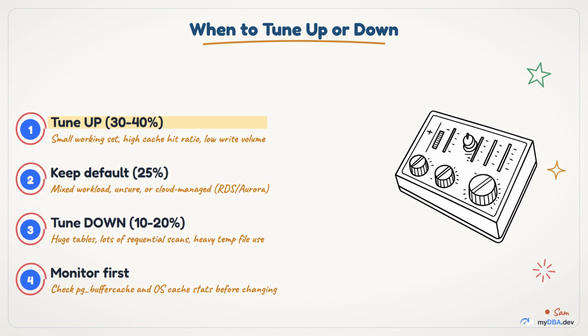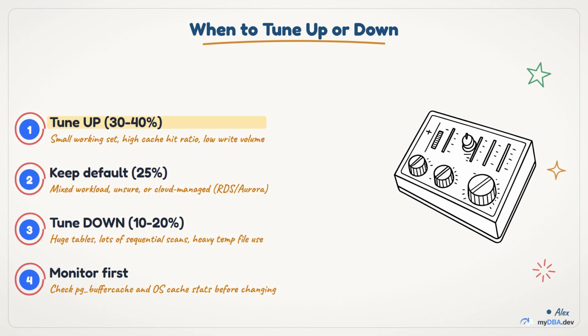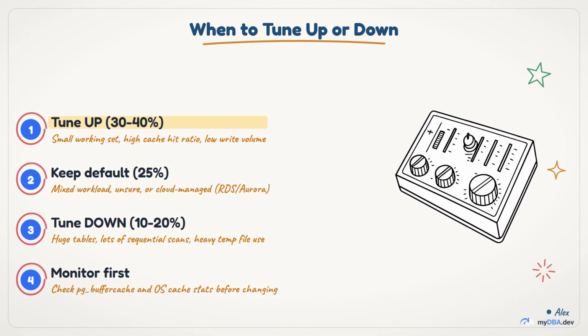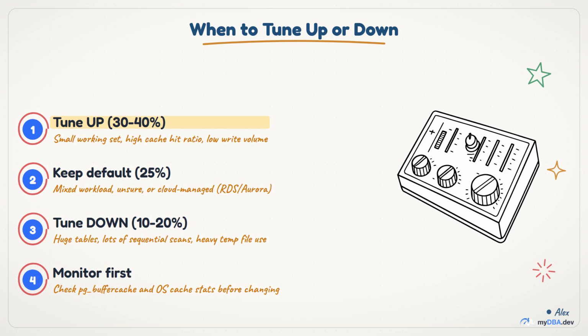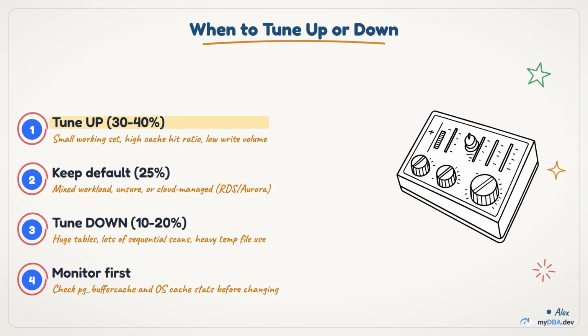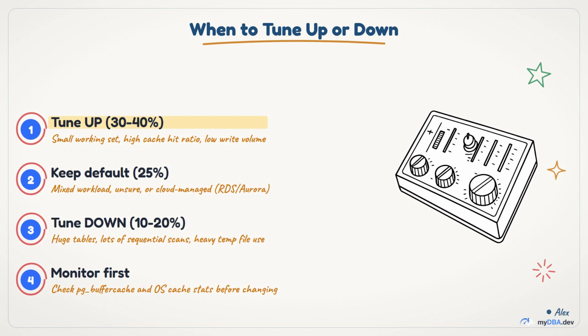How do you know what your working set actually is? That's where pg_buffercache comes in. It shows you exactly what's resident in shared buffers right now. Which tables, which indexes, how much of each. You can see if you're thrashing or if you've got headroom. Let's look at how to read it.